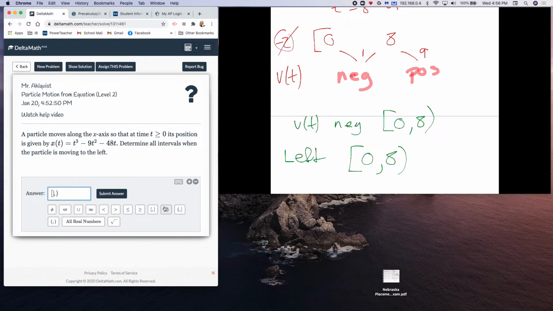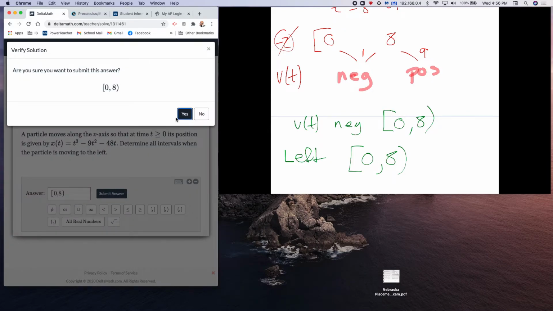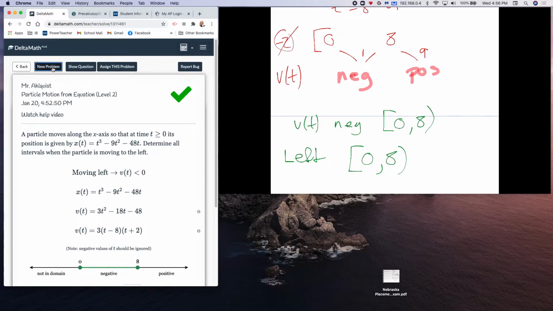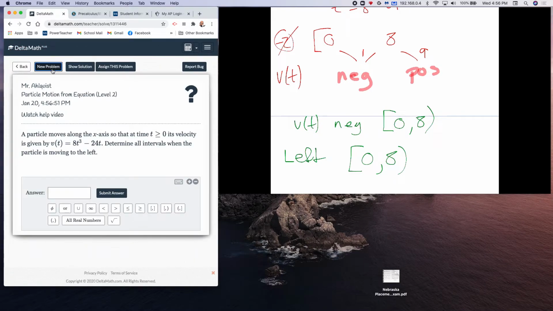I should be able to do 0 and 8, and that should give me the right answer, because going to the other side of 0 is not in our domain. Let me make sure it's the same kind of problem.